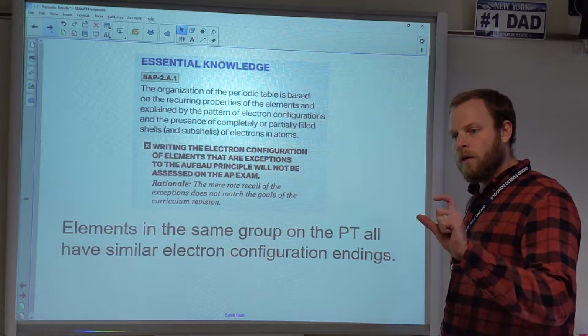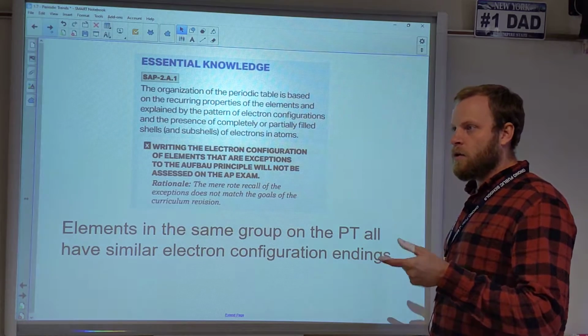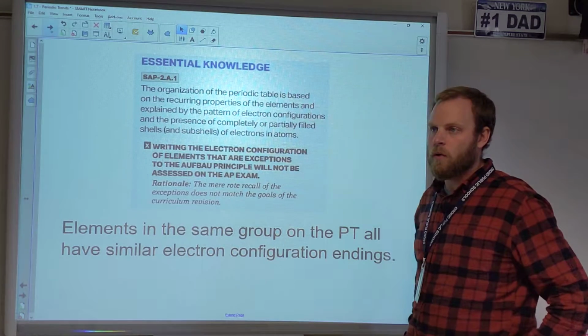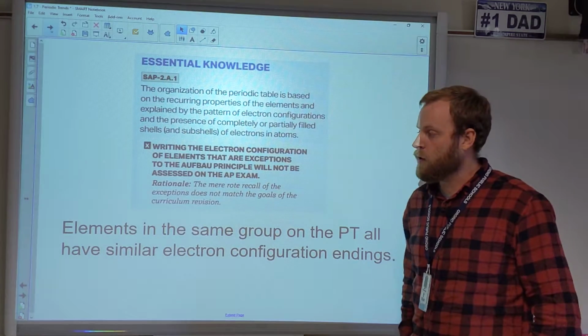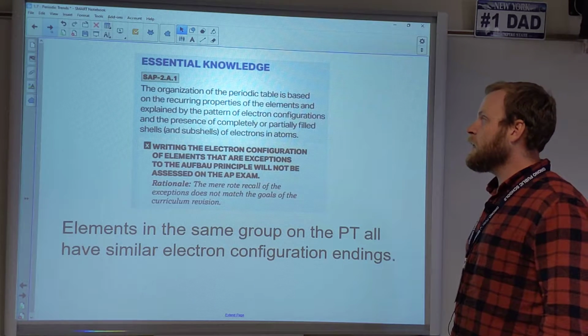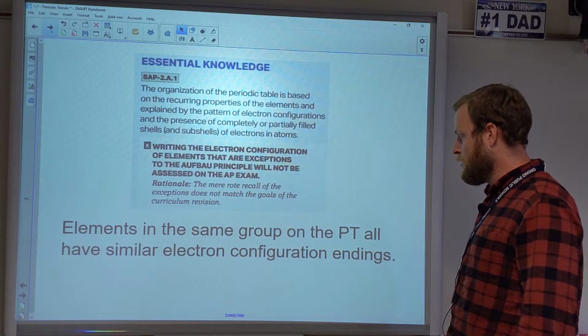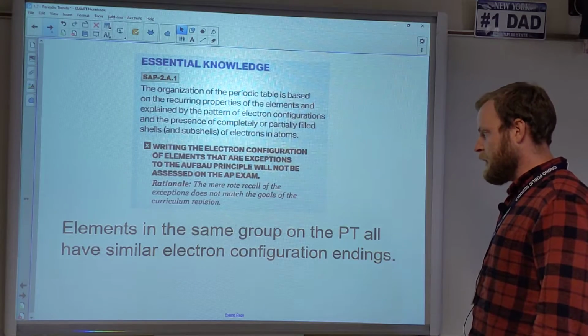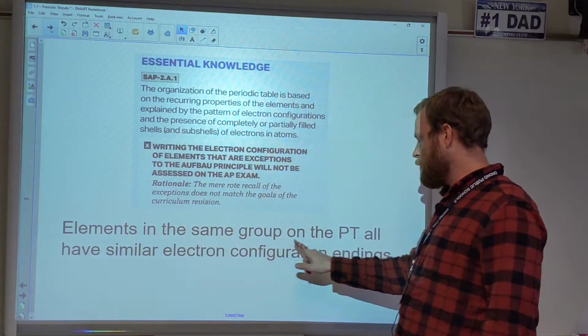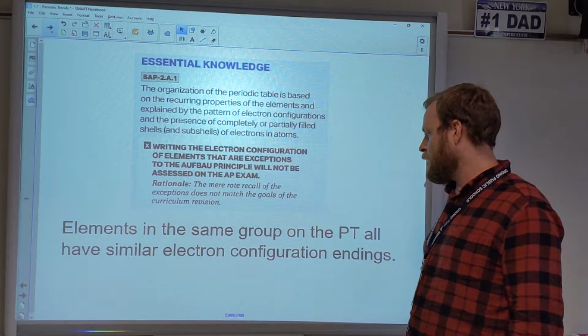And there's some weird rules that dictate whether or not what you actually learn with the Aufbau rule covers all those categories. Most of the time it does, but every once in a while it doesn't. I think they're called Hund's rules. You can look those up if you really care, or come see me and I'll teach them to you, but they will not be on the AP exam. So in general, other than the exceptions, elements in the same group on the periodic table all have similar electron configuration endings.